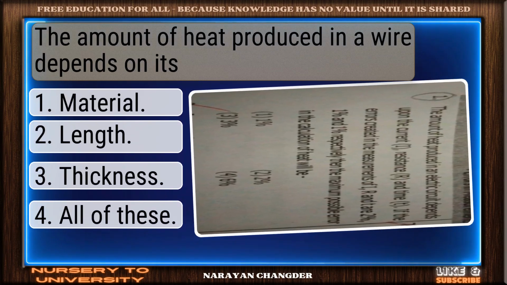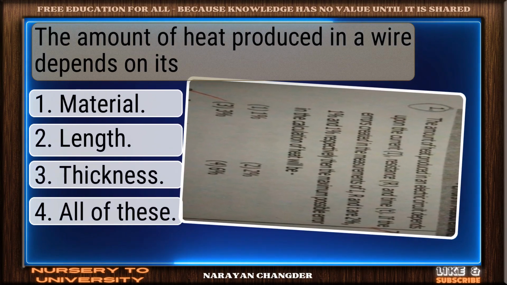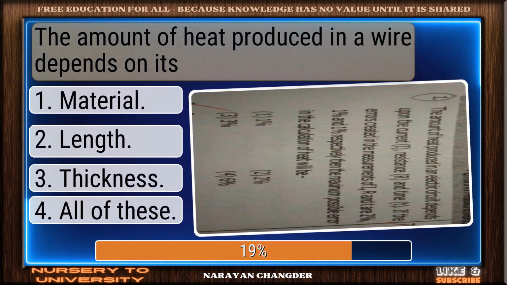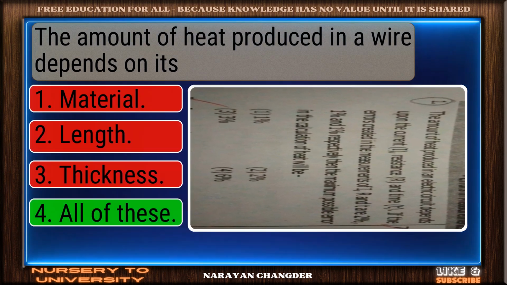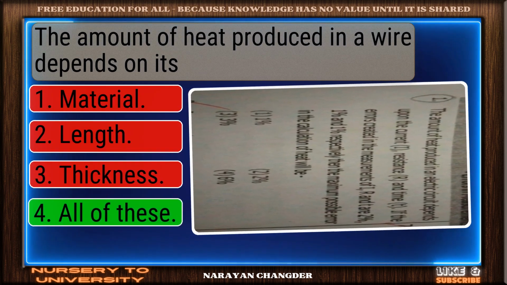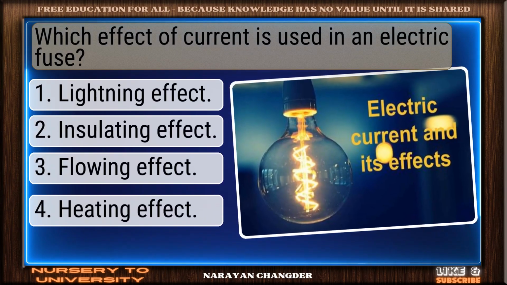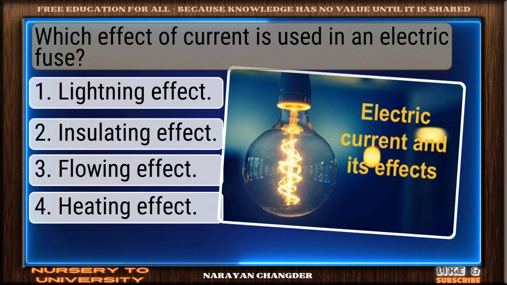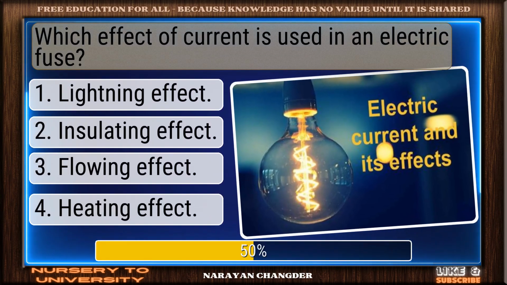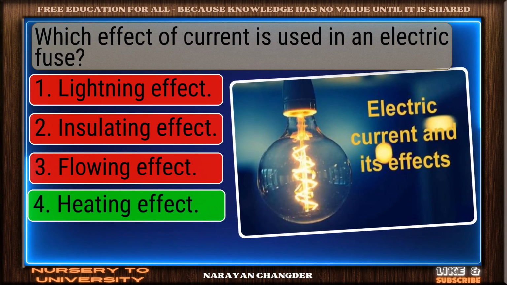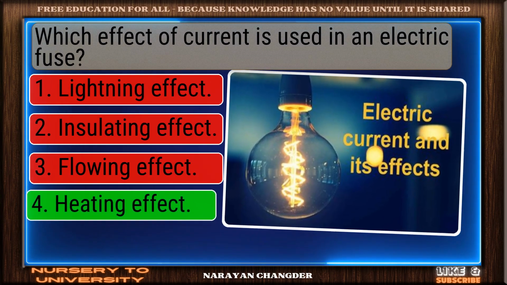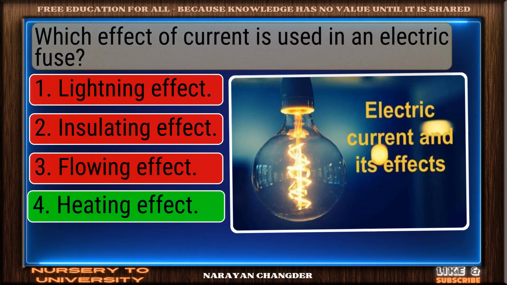Question number 11. The amount of heat produced in a wire depends on its. Smart pick. All of these is the correct choice. Question number 12. Which effective current is used in an electric fuse? Sharp thinking. Heating effect is the right choice.